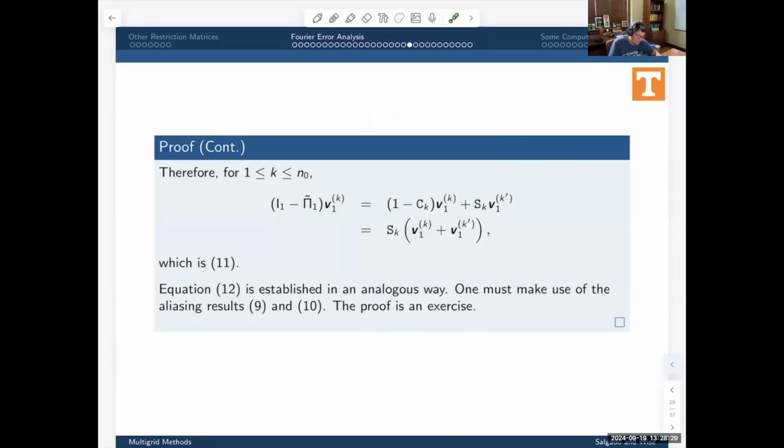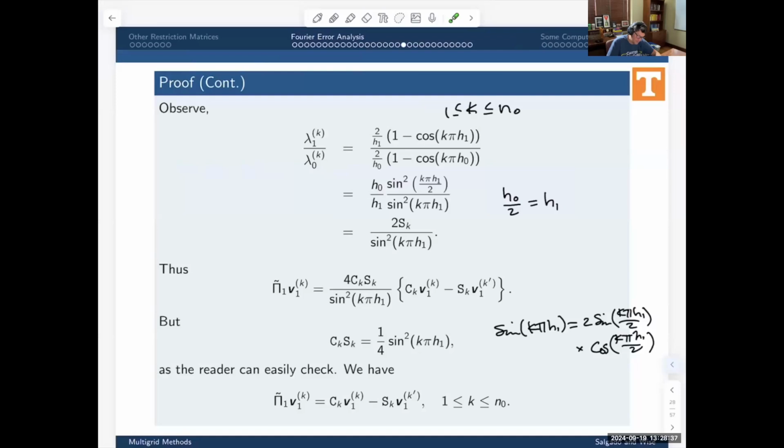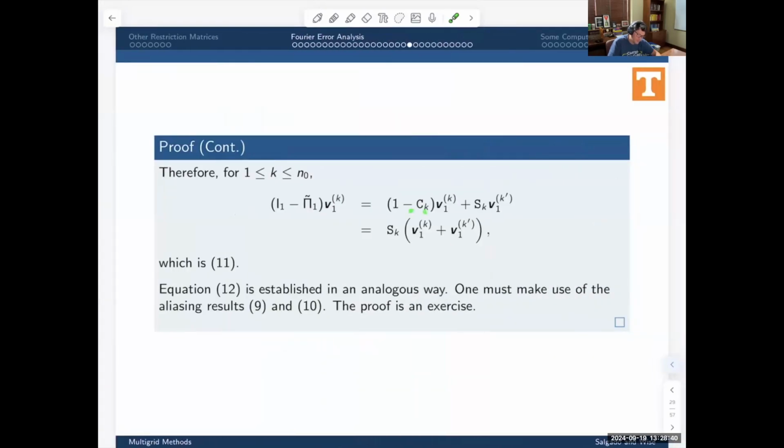So for those low frequency modes, I'm just going to do V1K minus that last result. So V1K minus this last result gives 1 minus CK V1 times quantity V1K. And the minus becomes a plus. So now it's plus SK V1K prime. Well, this is 1 minus cosine squared of an angle, and that just gives the sine squared of that angle. So I get sine squared of the same angle, and I can pull that out. And that gives me the result that I wanted.